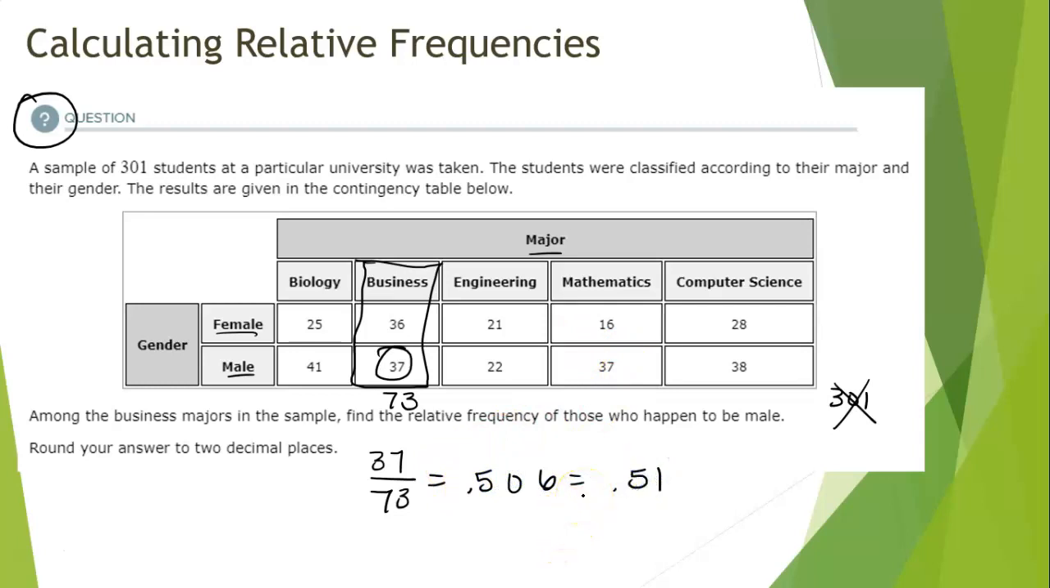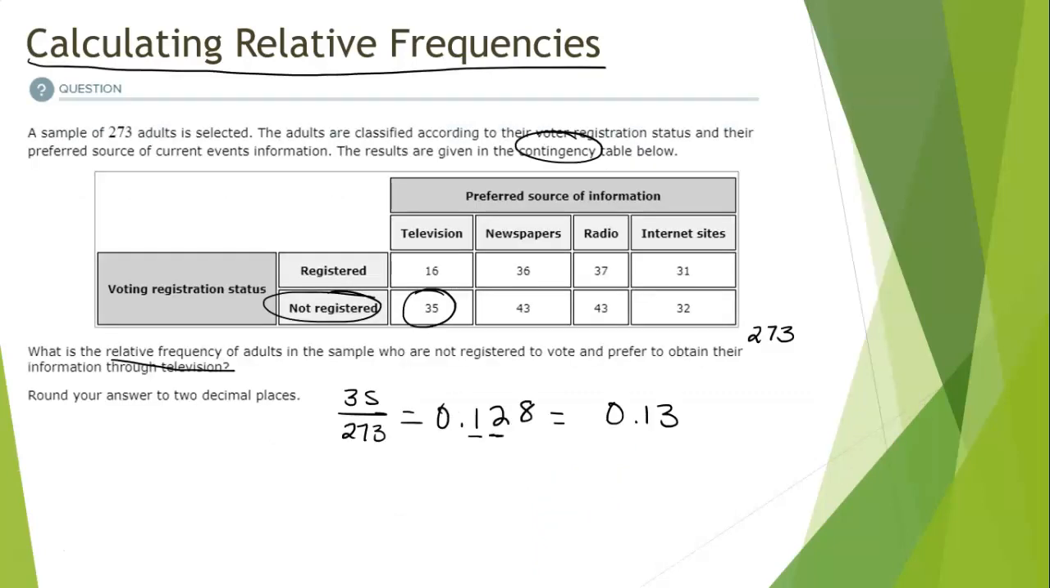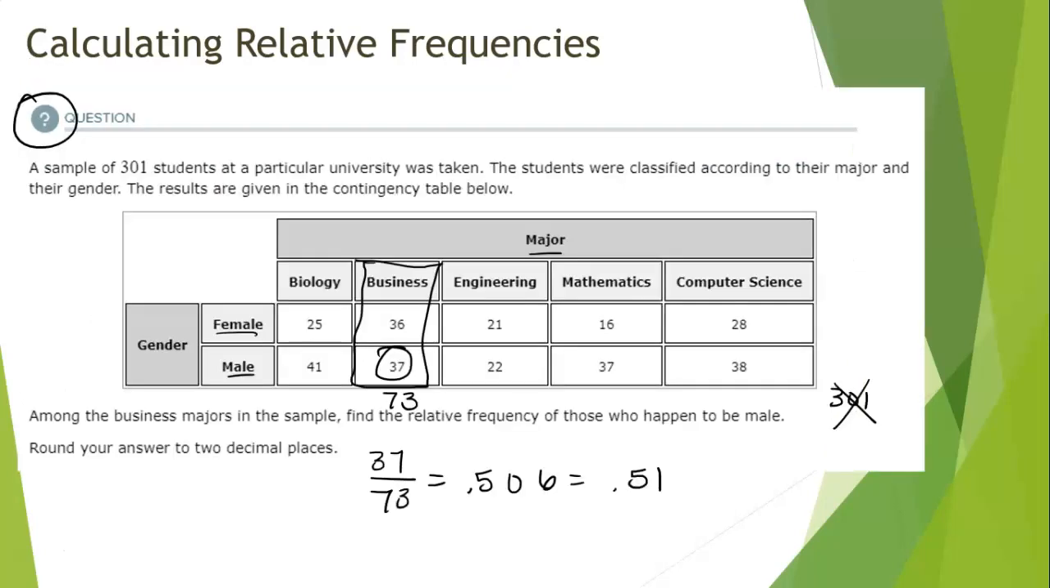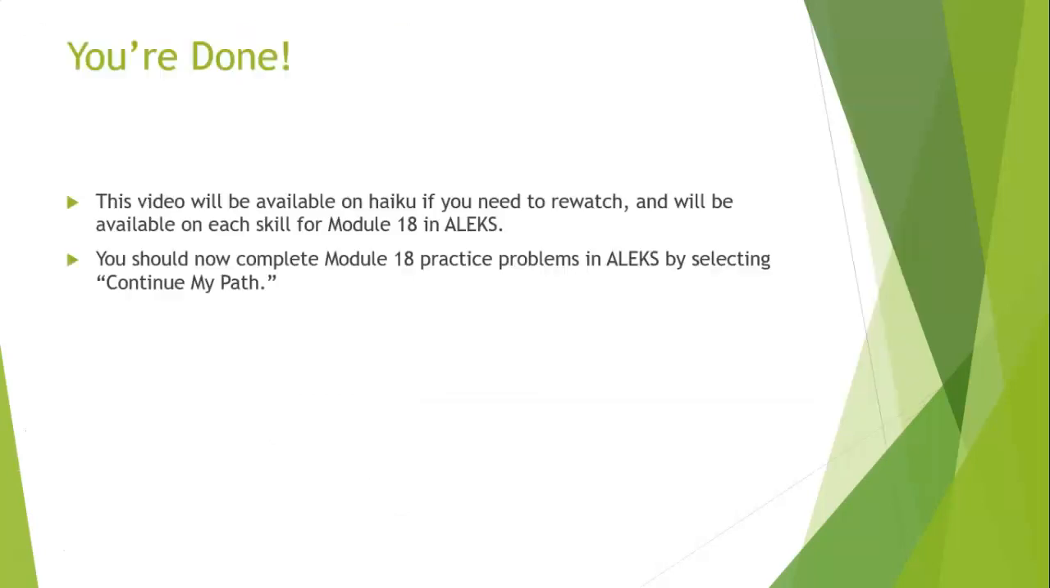And I'm realizing I made a silly mistake on the last problem, so I want to back up to it. No, I think we're okay here because we should use the total of 273. No, that one's fine. So it's important to read this question carefully and decide, are you using the overall total, which we were on the last one, but this one asks among the business majors only. So that's why we divided by 73 and not 301. Sorry for the confusion on that one.